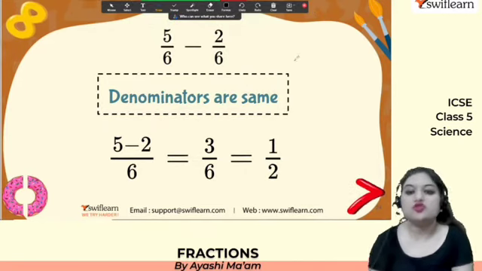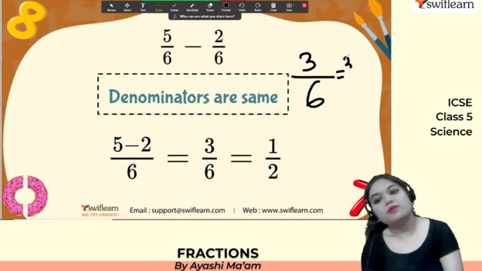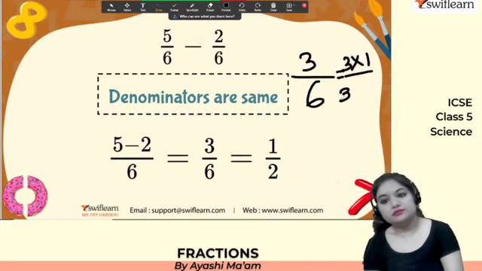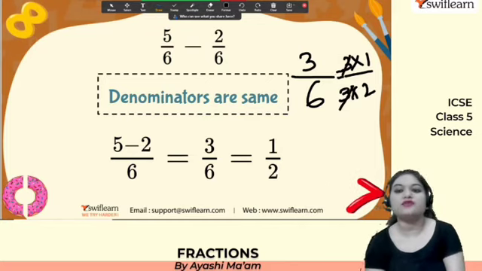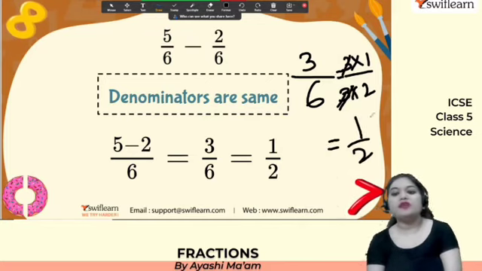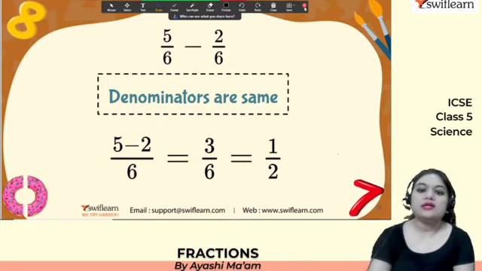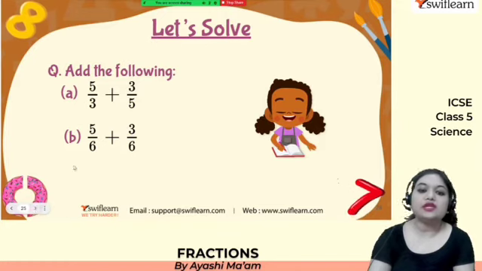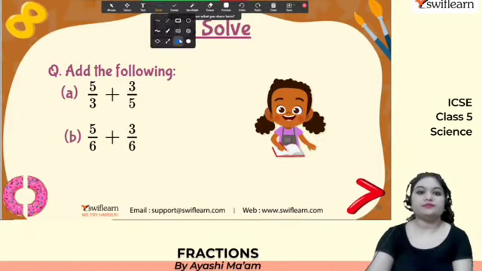So 3 by 6, divide both the numerator and denominator by the same number, so by 3. 3 times 1 is 3, 3 times 2 is 6. So 3 and 3 can cancel each other and we'll get the answer as 1 by 2. So here we simply reduced the answer into the simplest form. Okay, let's try to solve these.